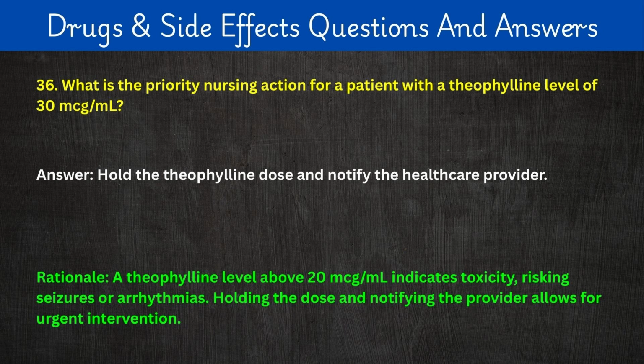36. What is the priority nursing action for a patient with a theophylline level of 30 micrograms per milliliter? Answer: hold the theophylline dose and notify the healthcare provider. Rationale: a theophylline level above 20 micrograms per milliliter indicates toxicity, risking seizures or arrhythmias. Holding the dose and notifying the provider allows for urgent intervention.